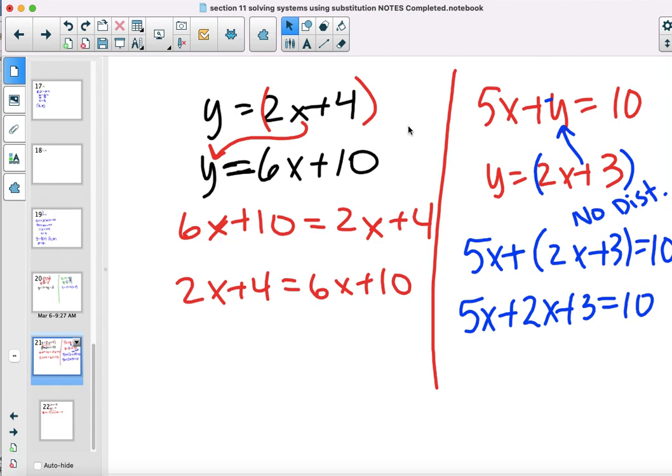And very last thing here is if there's no coefficient in front of y, when you plug it in, there's no distributing to have to do. And so you don't even really need to put in parentheses. You just need to plug it in and combine like terms. So we're going to go ahead and stop with different scenarios there. And that concludes your notes over substitution.